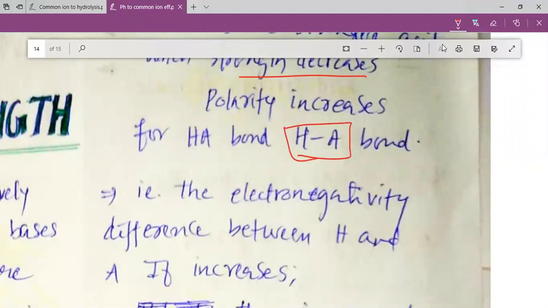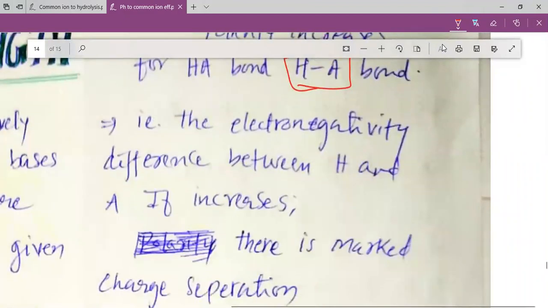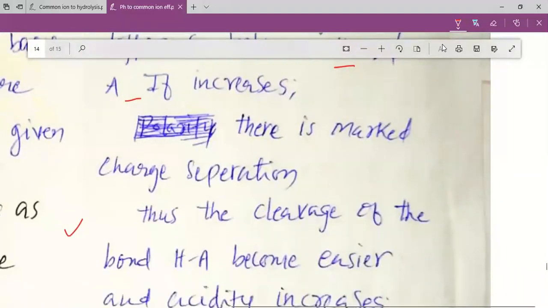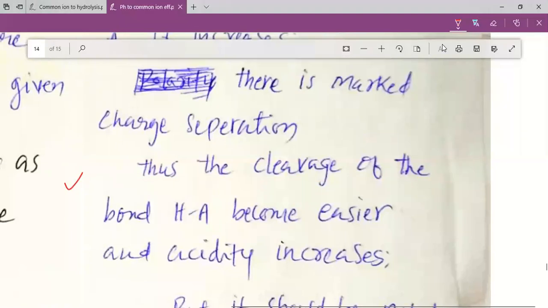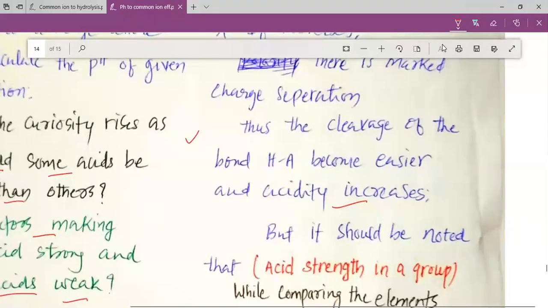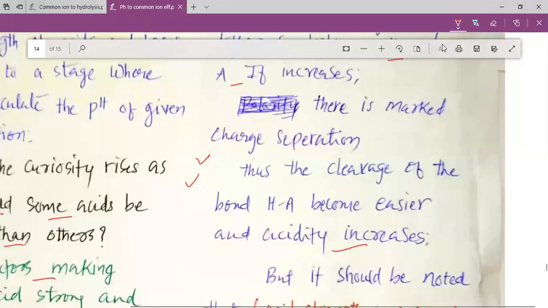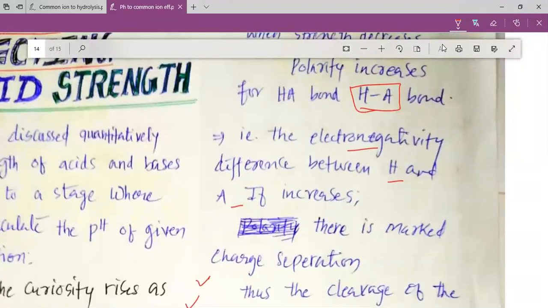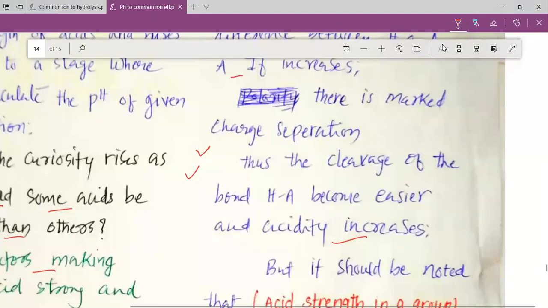So polarity increases for the HA bond when the electronegativity difference between H and A increases. When the electronegativity difference between H and A increases, the polarity increases. Why? Because there is a marked charge separation, and thus the cleavage of the HA bond becomes easier, and that is why the acidity increases. So whenever the polarity of the HA bond increases, there is a marked separation between H plus and A minus, and that is why the cleavage of HA is easy, and the acidity increases.